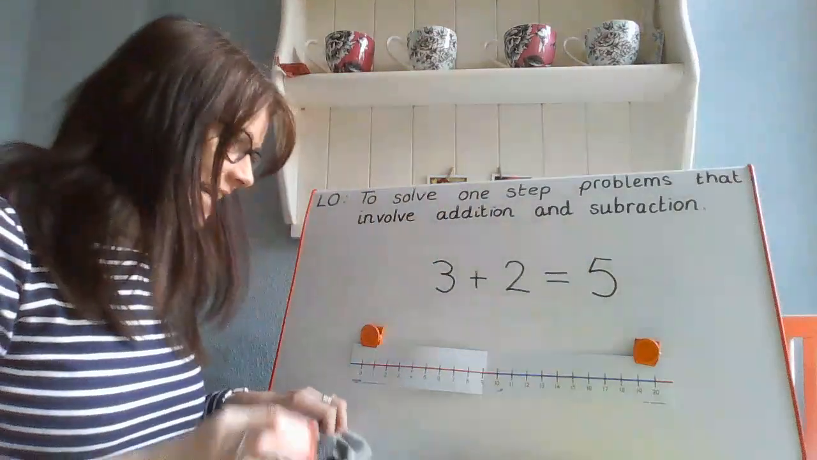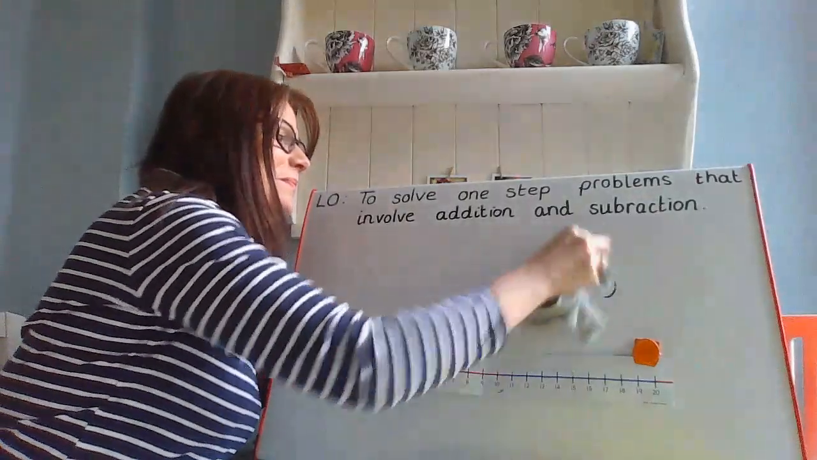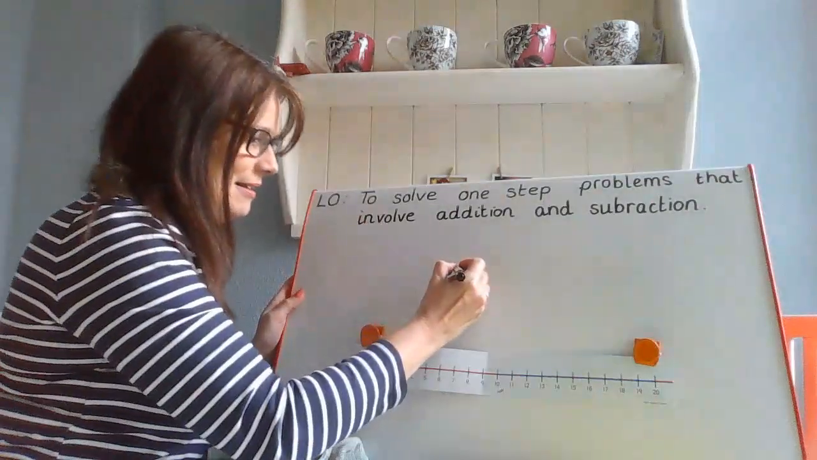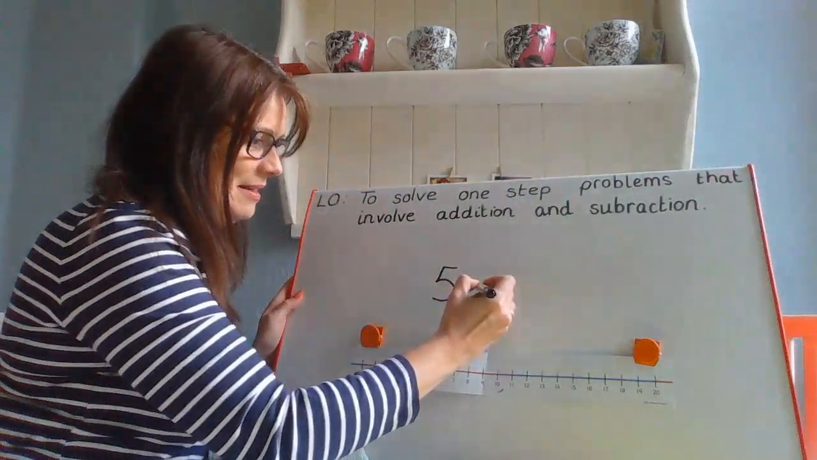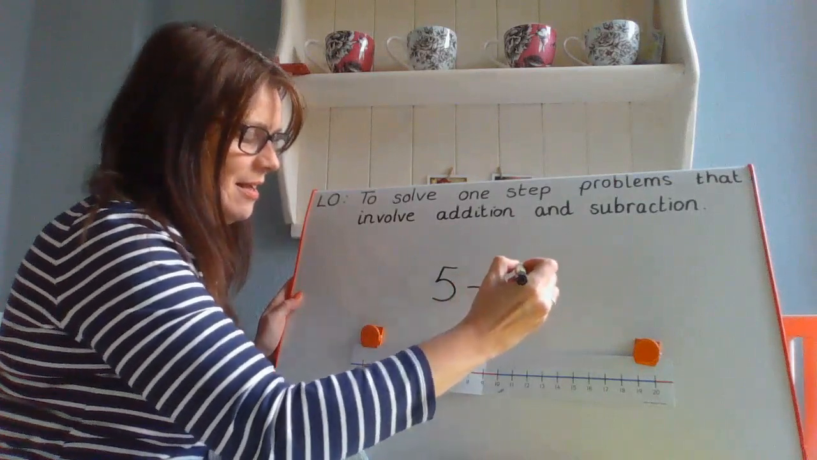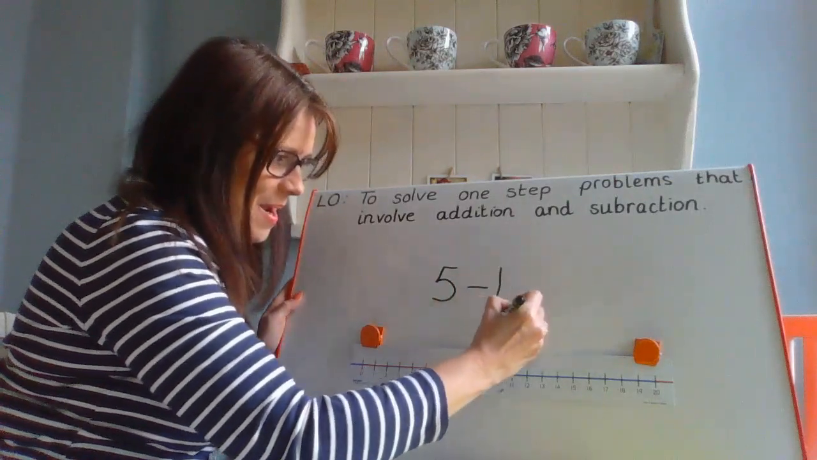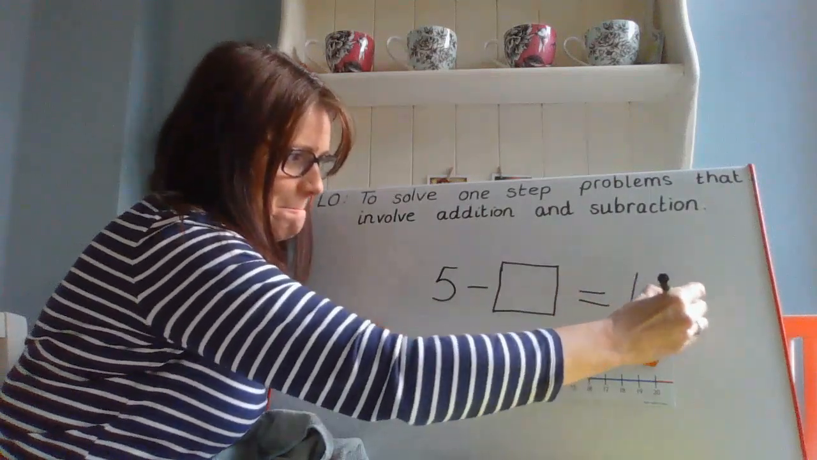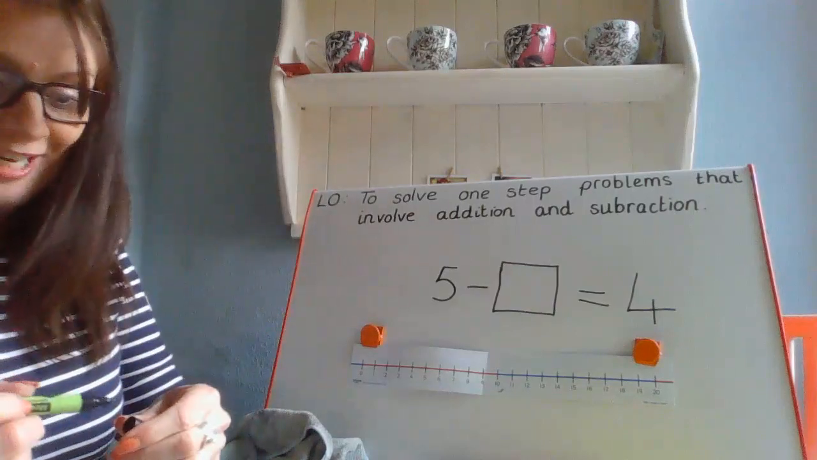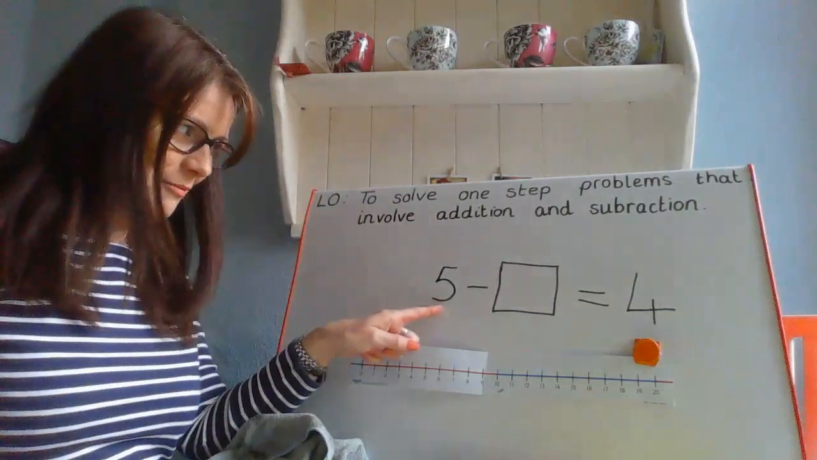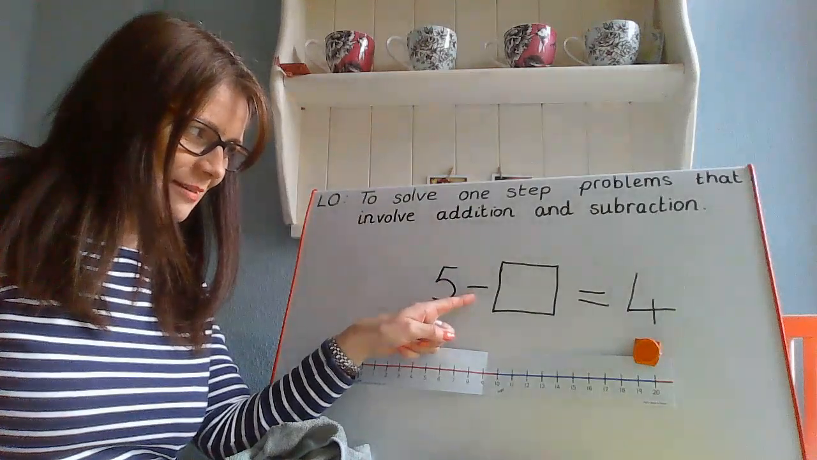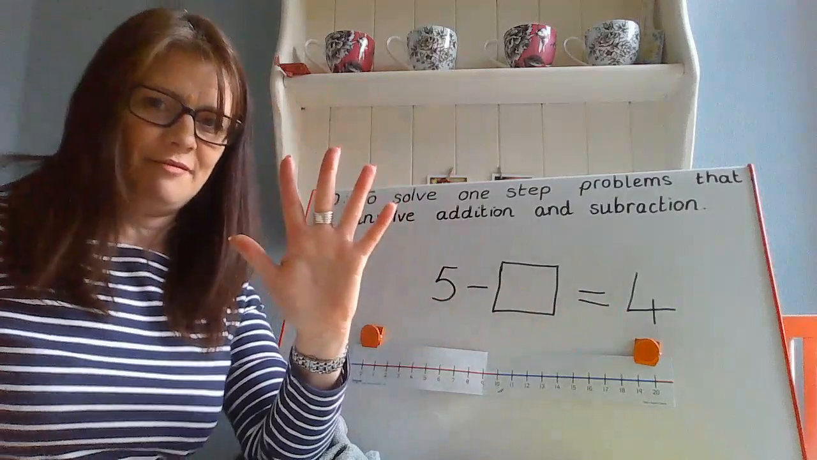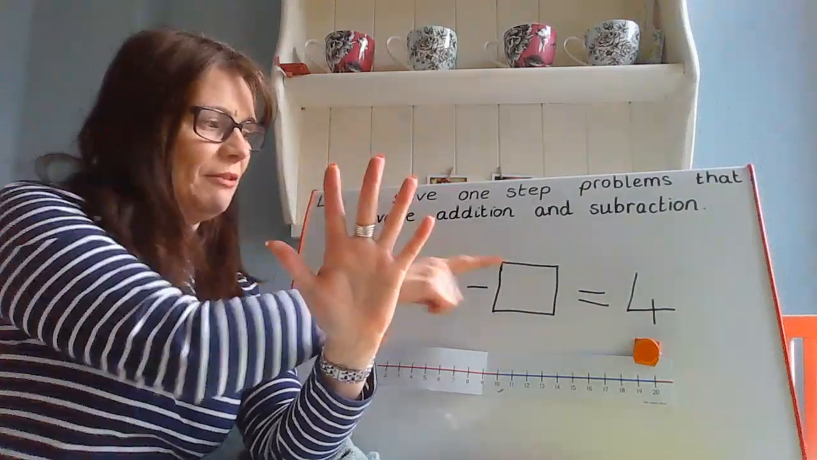Let's try it with a missing number. So if I got uh-oh, I've really made it tricky now. 5 subtract something equals 4. Now I've got my 5 fingers. There we go, 5 fingers. So my answer is going to be 4.